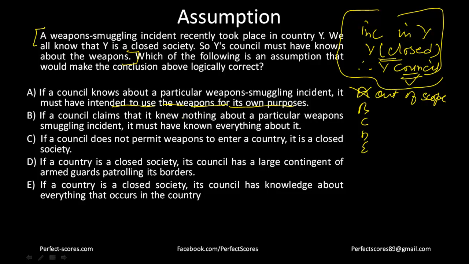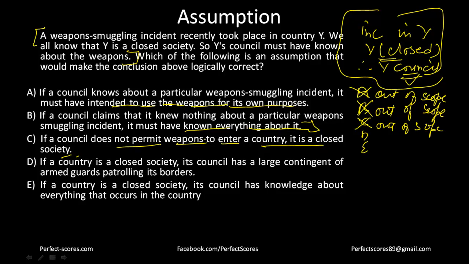Coming to B, if a council claims that it knew nothing, it must have known everything about it. Again, there's no need to apply the negation test. We know that it is not relevant, it is out of scope, it is totally opposite to the actual assumption. C says, if a council does not permit weapons to enter a country, it is a closed society. Now, we do not have any information of permitting weapons, so we cannot say that. Even C goes out of scope. D option says, if a country is a closed society, its council has a large contingent of armed guards patrolling its borders. That is totally irrelevant. It is totally not mentioned. So we are left with option E.